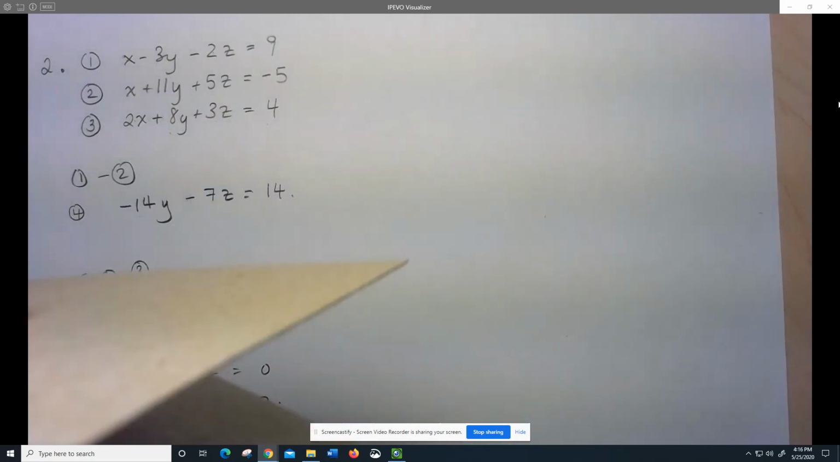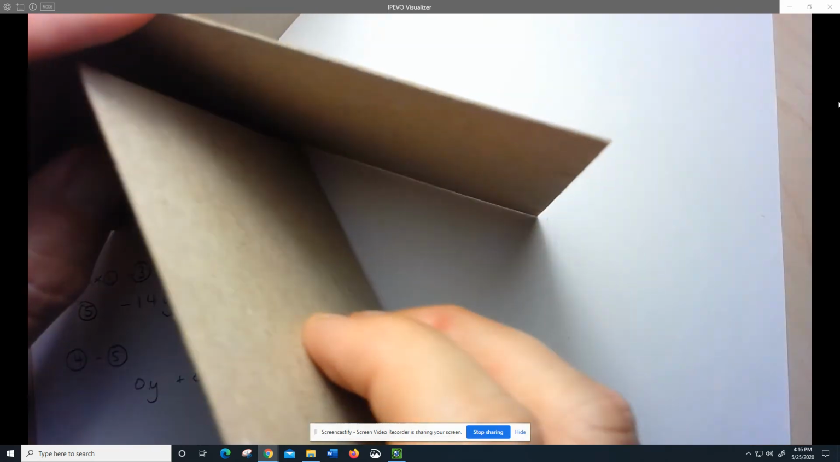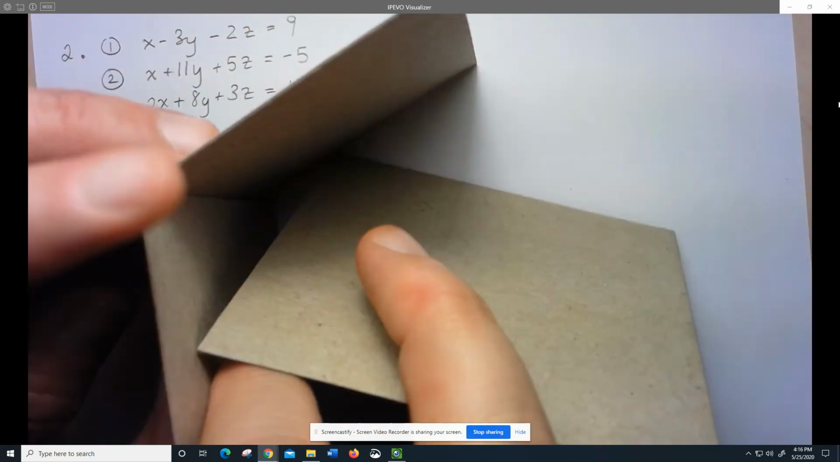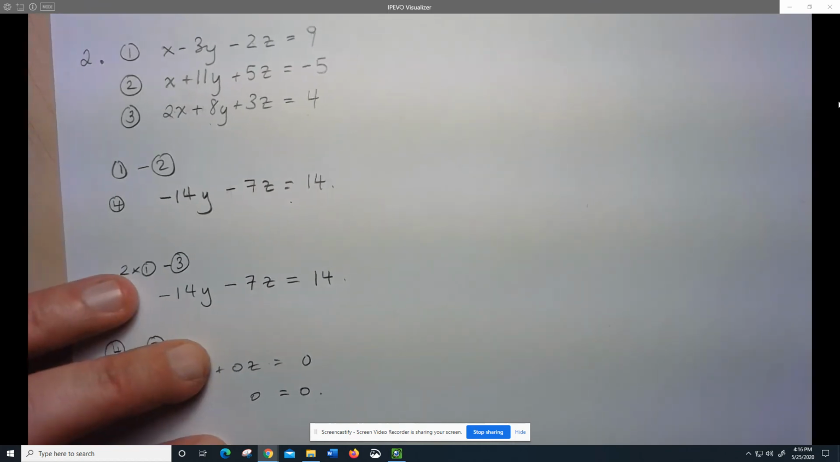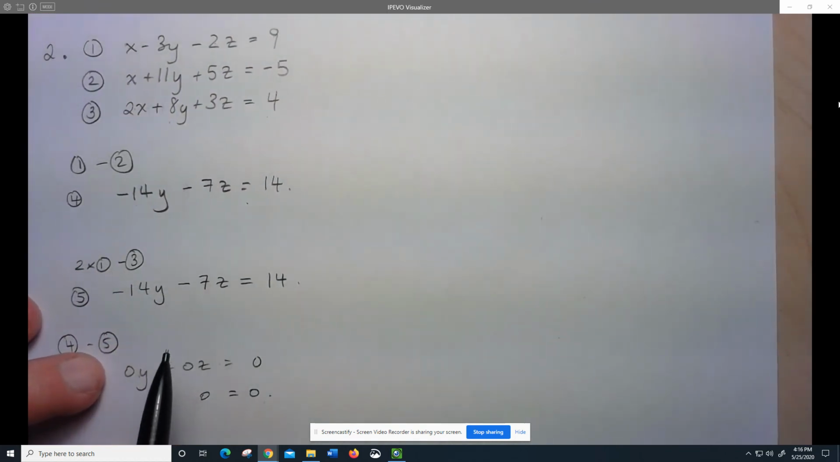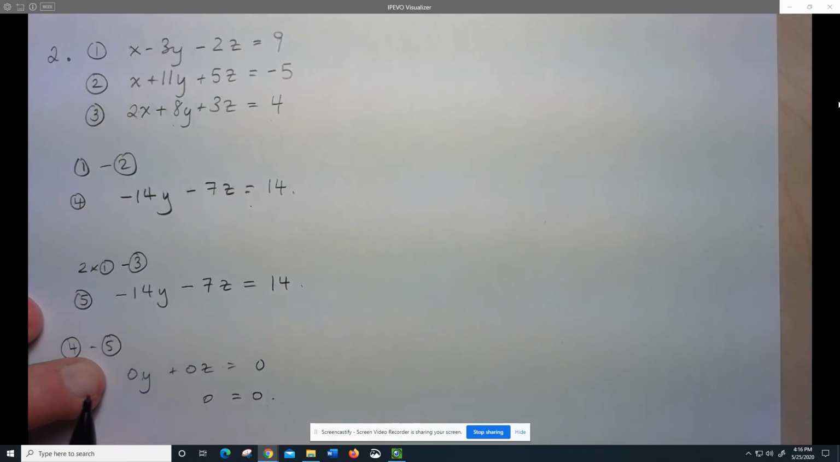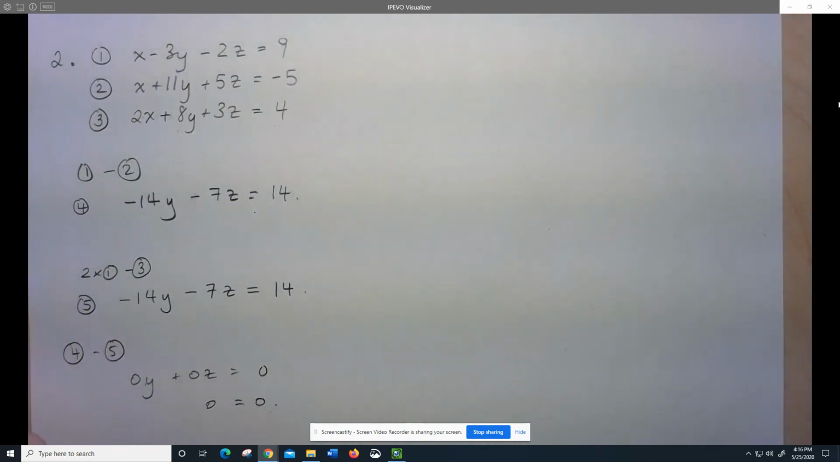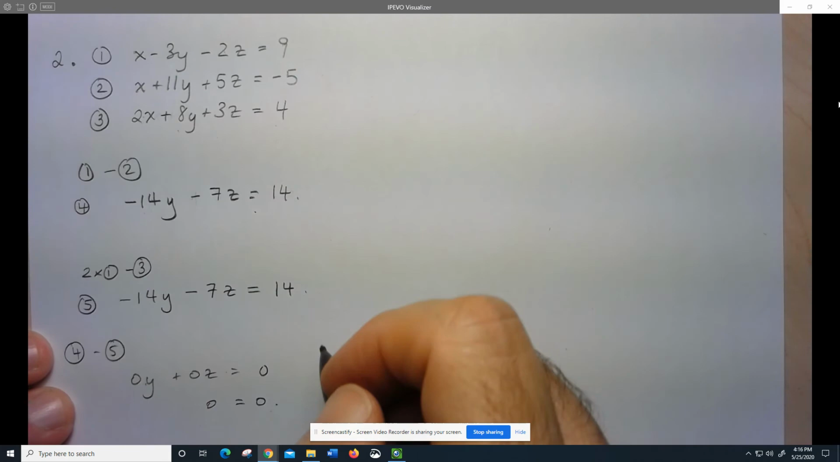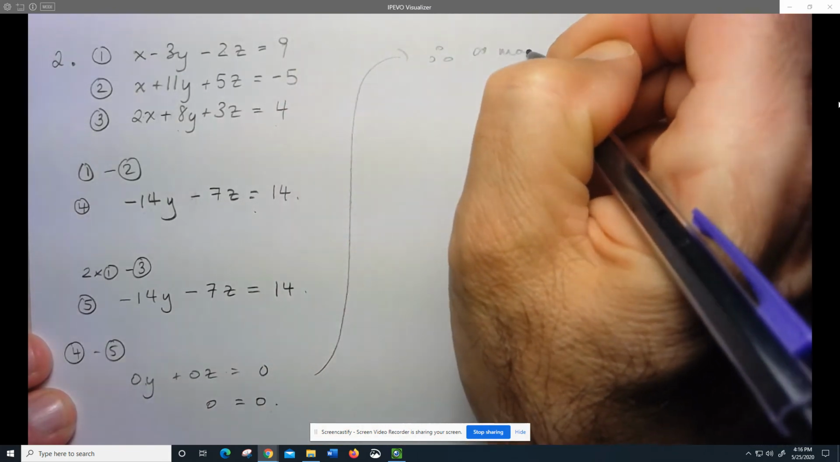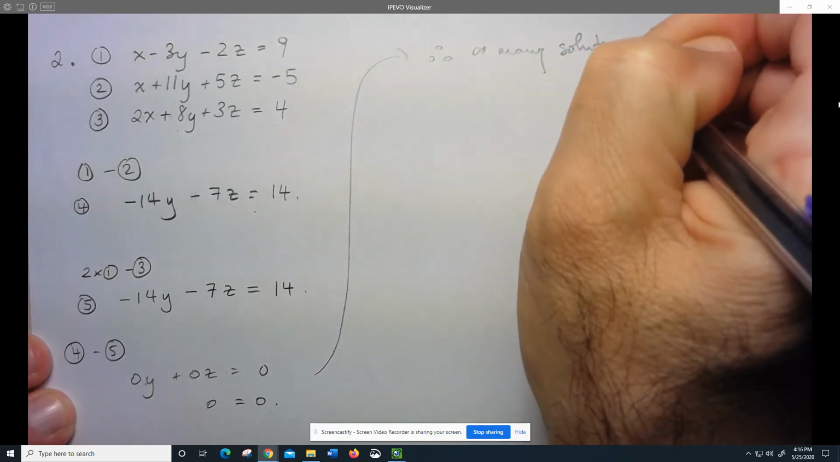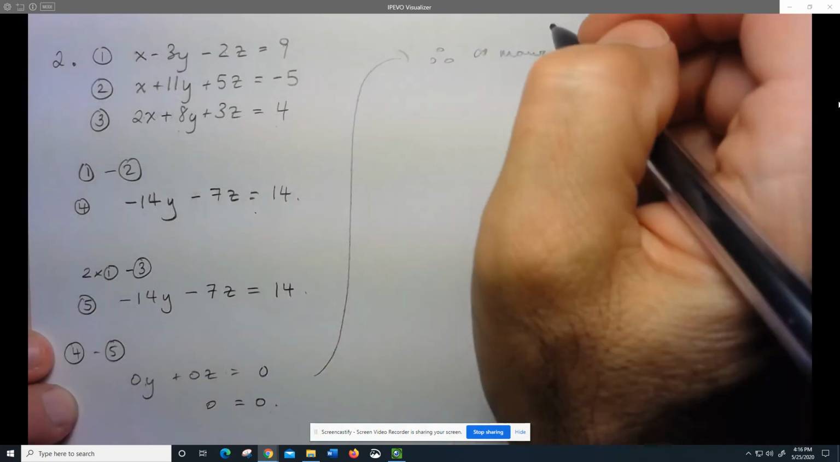How did we have three planes with infinitely many solutions? Well, it's when they all intersected in a line, when there were no parallel planes. So yes, this tells us that there are infinitely many solutions, but we know that should be forming a line. So we should be able to determine what those solutions are. So our conclusion is we have infinitely many solutions.